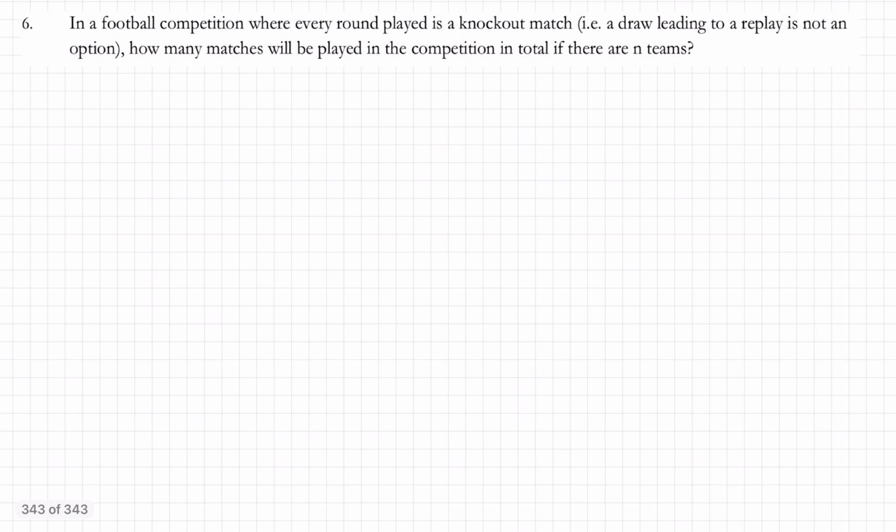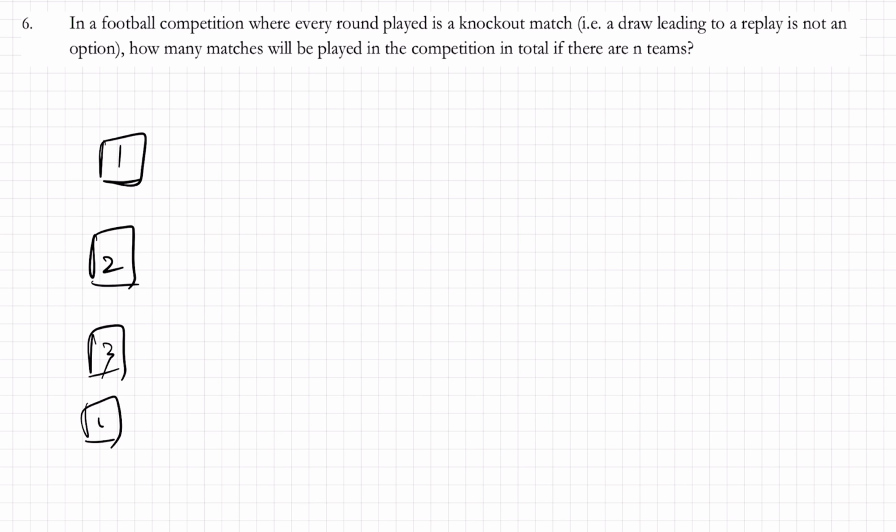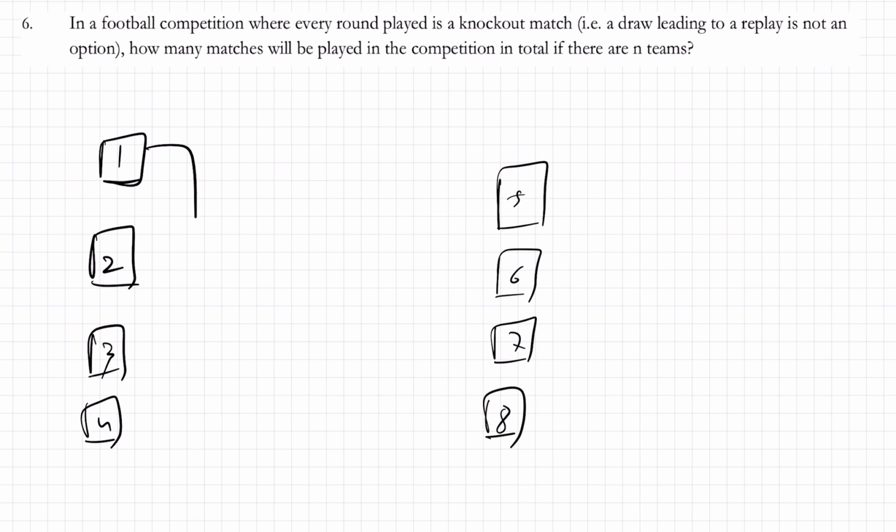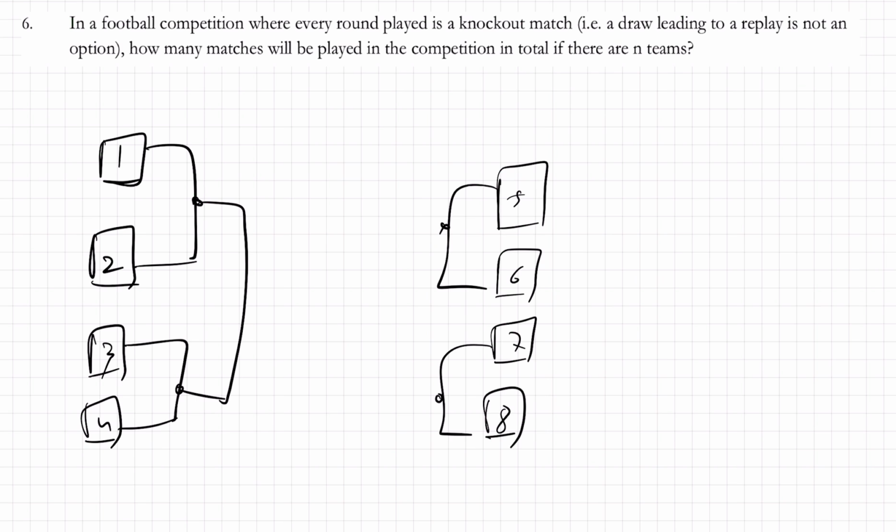Okay. So maybe we have something like this, where we have team 1, team 2, team 3, team 4. These two play each other, these two play each other. Get the winner from each of those and then play them against each other. And then you play these two against each other to ultimately get the last winner.